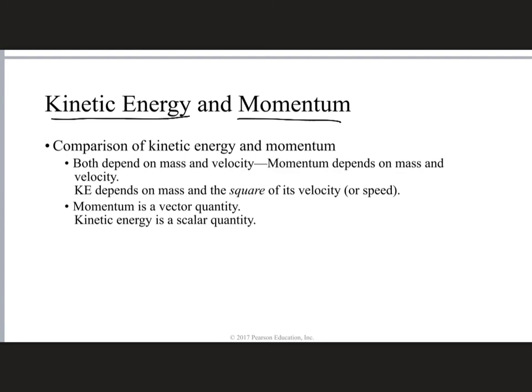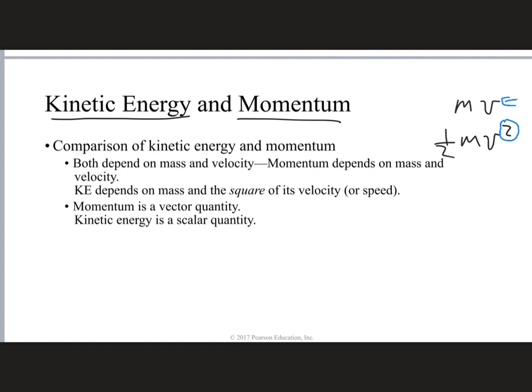Okay, so we've covered some basic ideas about momentum and energy, and both kinetic energy and momentum have to do with motion. And so remember, momentum has the formula mv, and kinetic energy has the formula 1/2 mv squared. And so both depend on the mass and the velocity or the speed. But there are some important differences. Now, the first really big difference is that the kinetic energy depends on the square of the velocity or the square of the speed, whereas the momentum depends just on the velocity or the speed itself.